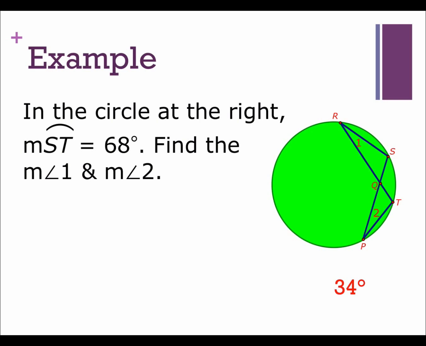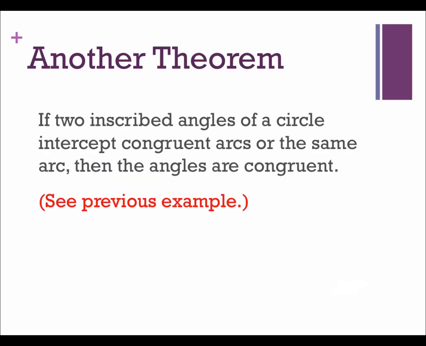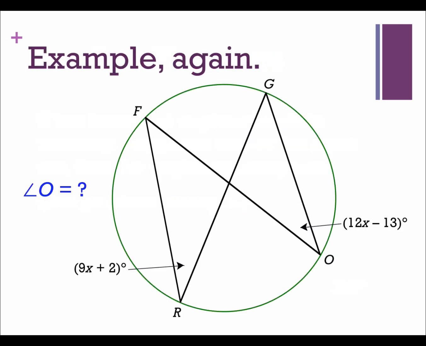Make sense? That's what we just did. So two angles intercept the same arc, they must be congruent. I should say two inscribed angles intercept the same arc, they have to be congruent. Because they're half of the same angle. Okay.